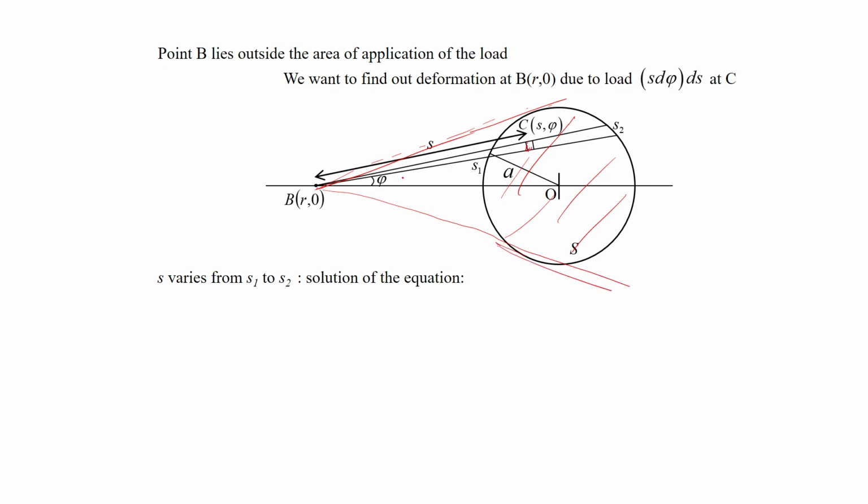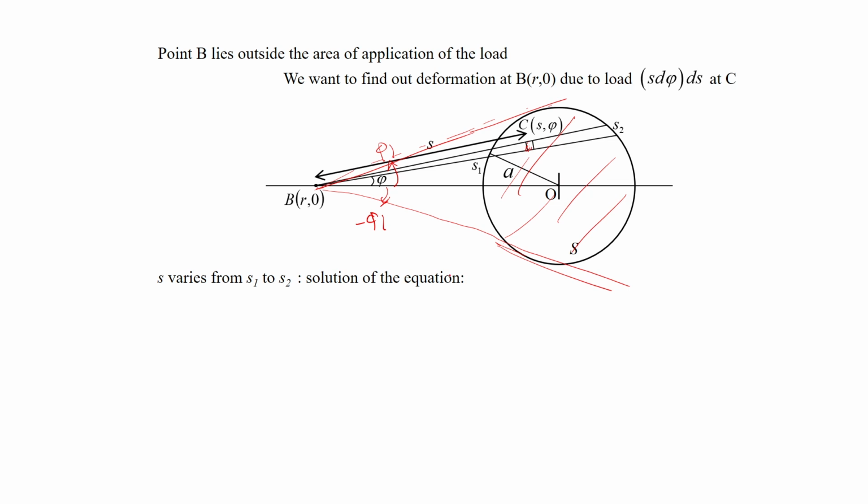So, these are symmetric. So, it will go from, let us say, minus phi 1 to plus phi 1. This is, let us say, minus phi 1 to here it is plus. So, that is the way the phi will vary, and S will vary from S1 to S2, and that will cover basically the whole area. So, we need to find out, for a given phi, what is the value of this S1 and S2, and that we can find out.